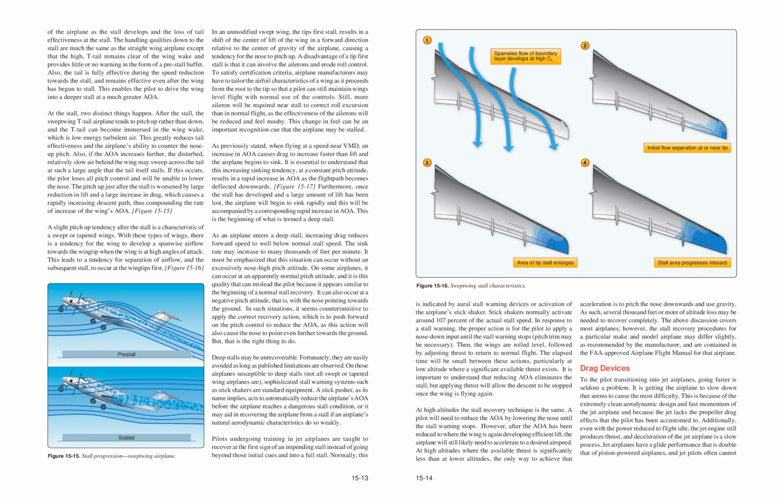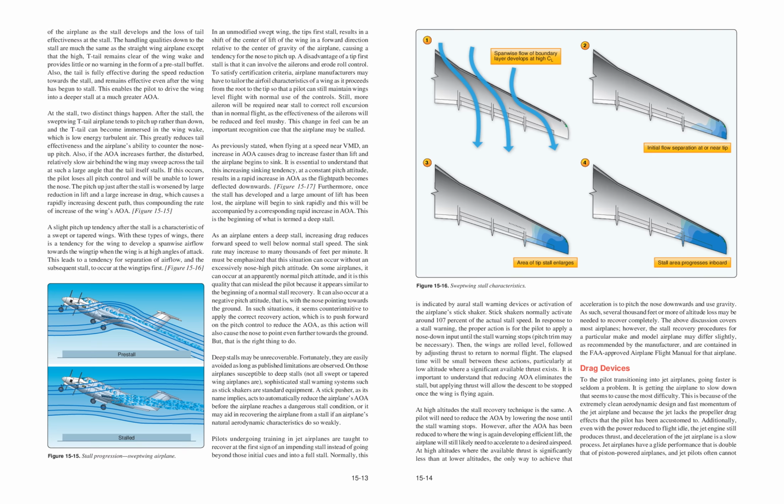This is the beginning of what is termed a deep stall. As an airplane enters a deep stall, increasing drag reduces forward speed to well below normal stall speed. The sink rate may increase to many thousands of feet per minute. It must be emphasized that this situation can occur without an excessively nose-high pitch attitude. On some airplanes, it can occur at an apparently normal pitch attitude, and it is this quality that can mislead the pilot because it appears similar to the beginning of a normal stall recovery. It can also occur at a negative pitch attitude, that is, with the nose pointing towards the ground.